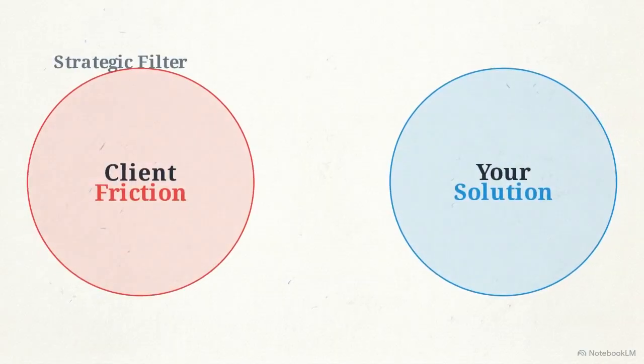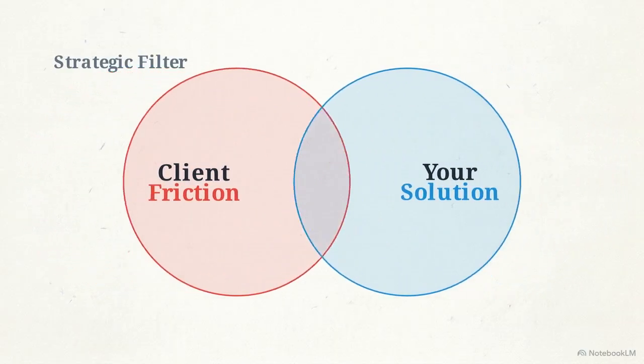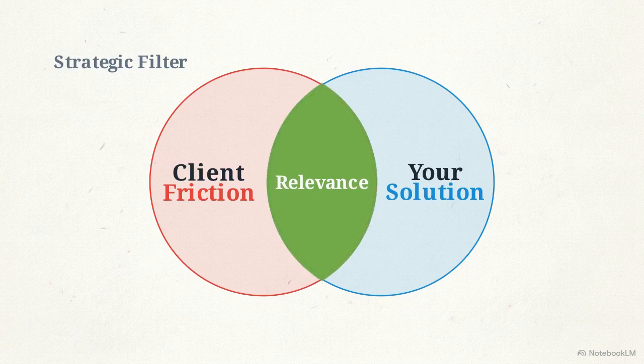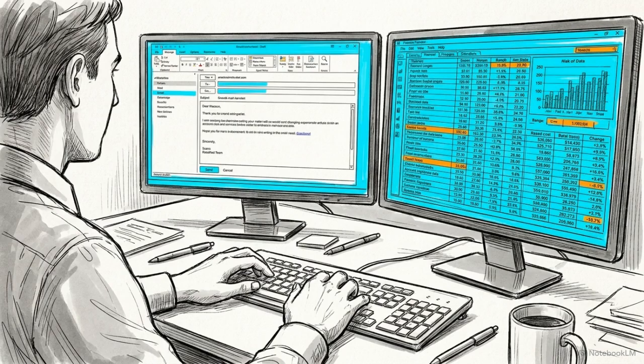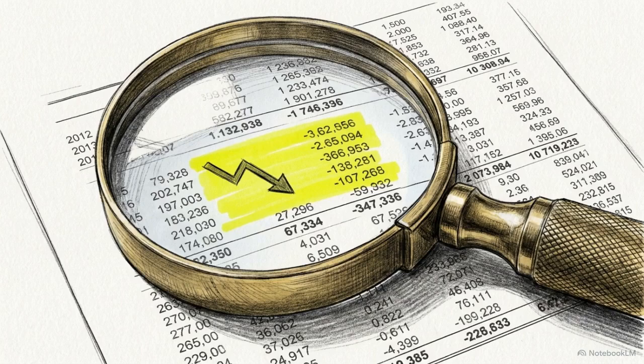In this context, relevance means the chosen friction directly intersects with the specific problem your product is built to solve. Now, write the opening line of your outreach. Use that extracted 10K data immediately to prove your credibility to the prospect. For example, you might reference a Q3 supply chain margin squeeze that you found directly in their report.